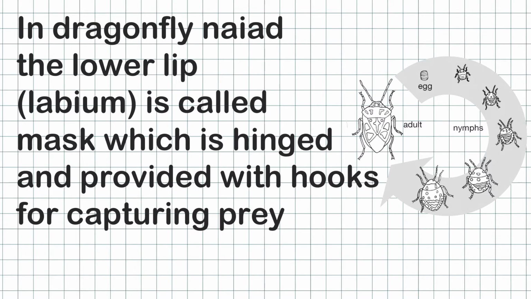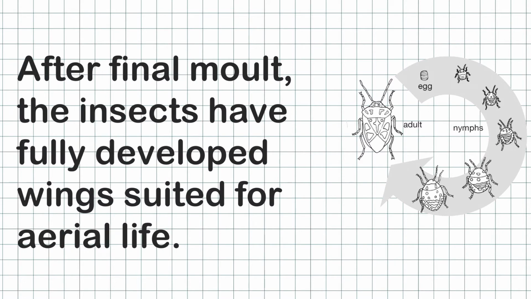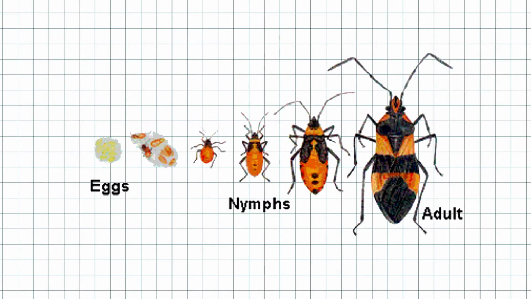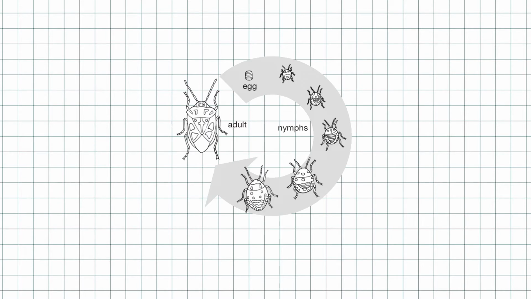In the dragonfly naiad, the lower lip, the labium, is called the mask, which is hinged and provided with hooks for capturing prey. After the final molt, the insects have fully developed wings suited for aerial life. Example of a hemimetabolous insect: red cotton bug. Hemimetabola's development: eggs, nymphs, and adult.